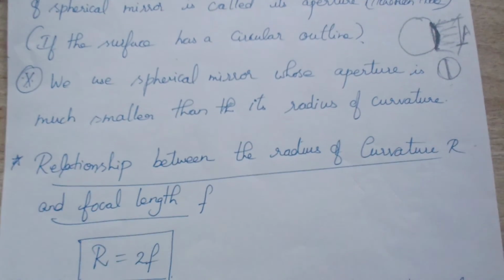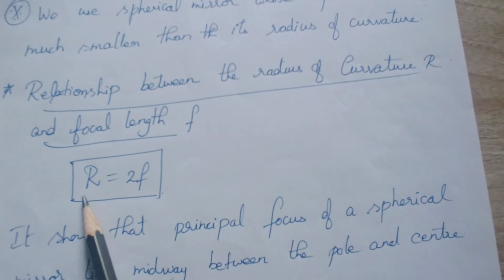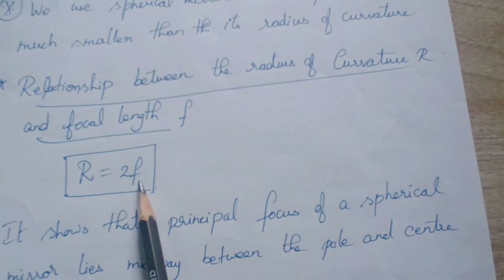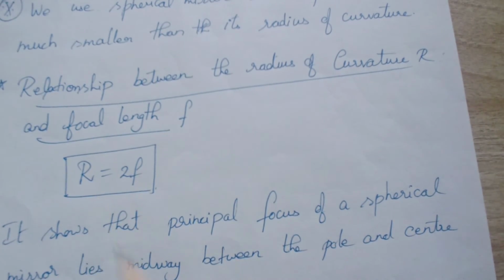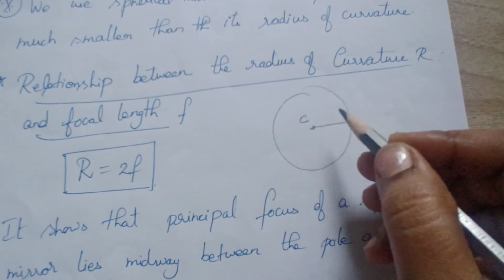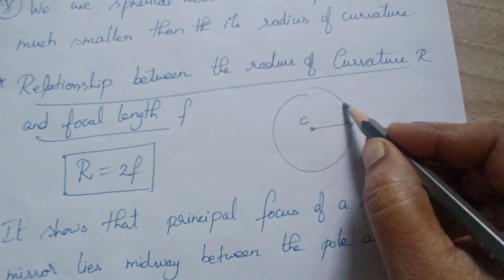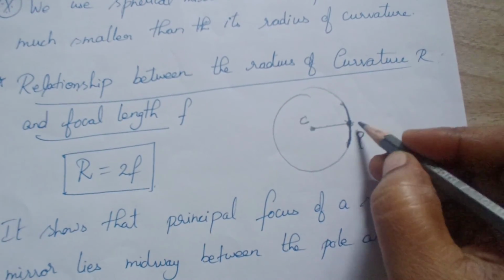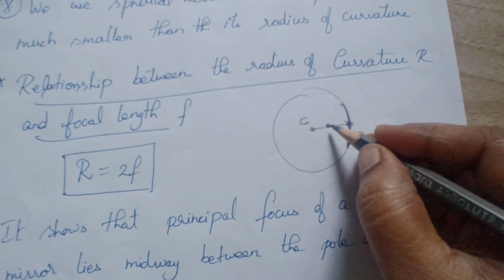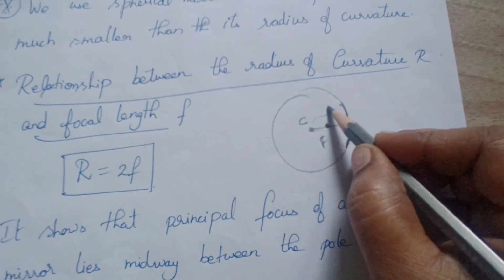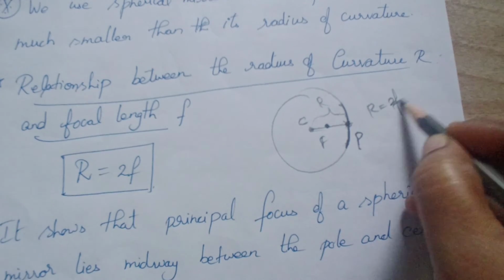Next we have one relationship between the radius of curvature and focal length. What is that? Radius is equal to 2 times its focal length. Focal length is the distance between the focus point and the pole, right? So this is your sphere, this is the radius, this is the center of curvature. For example, this is your reflecting surface, this is the pole and this is your principal focus, and this R, radius, is equal to 2f.